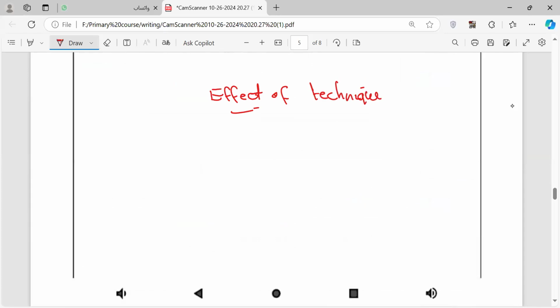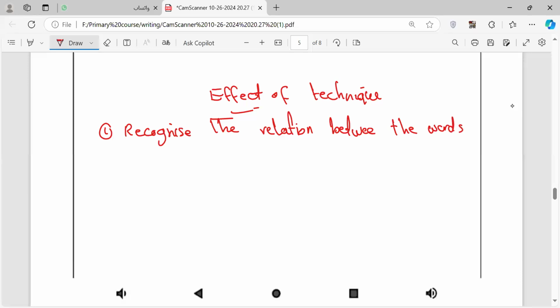Number 1, recognize the relation between the words. This is step 1. Recognize what? The relation between the words. Like if I said, Mr. Jack is as a rock or a mountain or a hill.